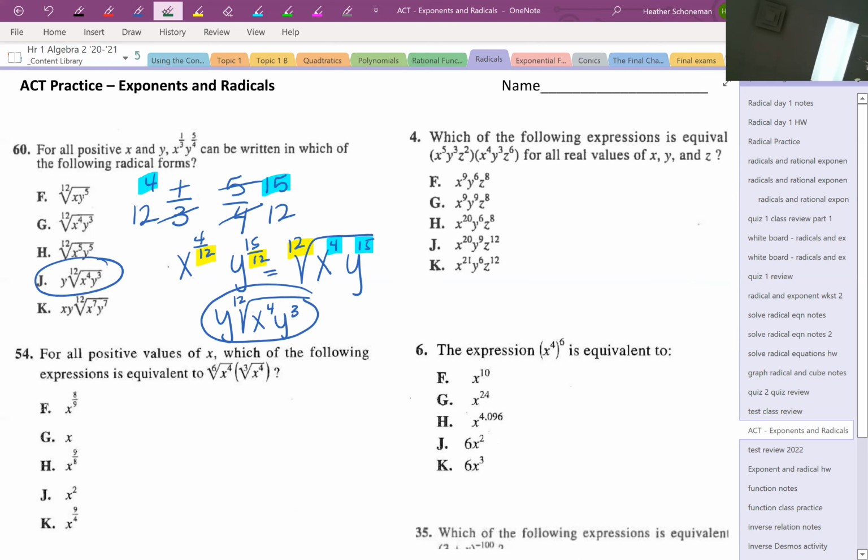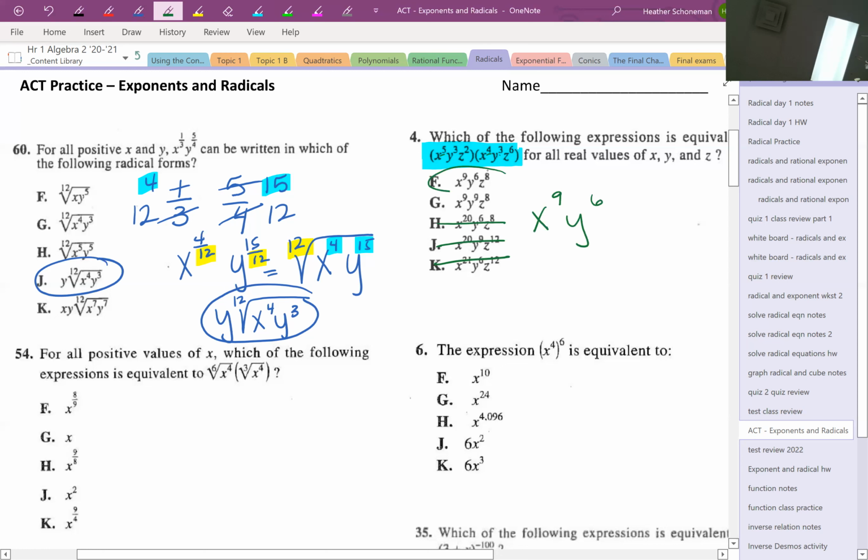Okay, number 2, they've got a lot of words in here, but this is where the problem is. And when there's two parentheses next to each other, that means multiplication. So if we multiply, we add the exponents. So the first one, we have a 5 and a 4, so we have x to the 9th. So that eliminates these answers. With the y's, we have 3 plus 3, which is 6. So now we know it has to be this one, but you can check it with the z's. 2 plus 6 is 8. Now they tried to trick you on G because with y, instead of having the 6, which is 3 plus 3, they had 9, which is 3 times 3. So just be careful.